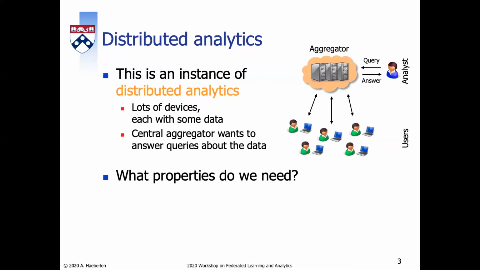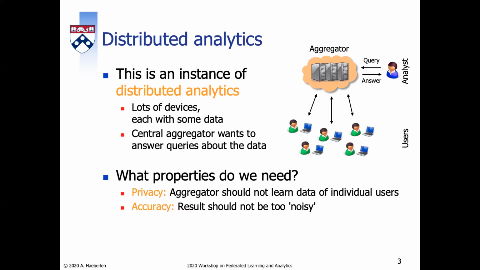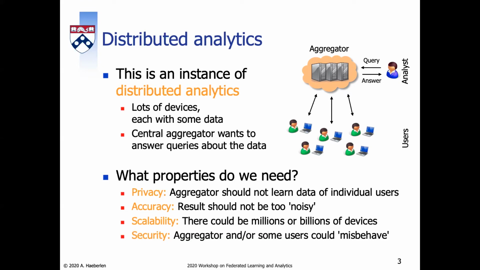So what do we expect from such a system? Well, first of all, we want privacy, right? The aggregator shouldn't be able to tell what the individual users are uploading. We want the results to be precise, so there shouldn't be too much imprecision or noise in there. We want the system to scale well, because we might have, like I said, millions or billions of devices in there. And we want security, in the sense that maybe the aggregator is dishonest and wants to spy on users or learn the users' data, or the users themselves are malicious and maybe upload some bogus information, trying to spoil the query for everybody.